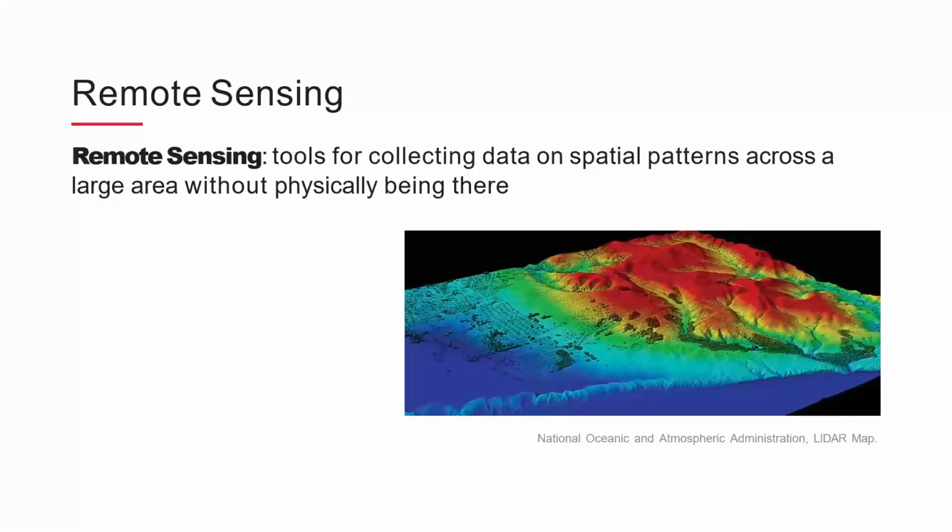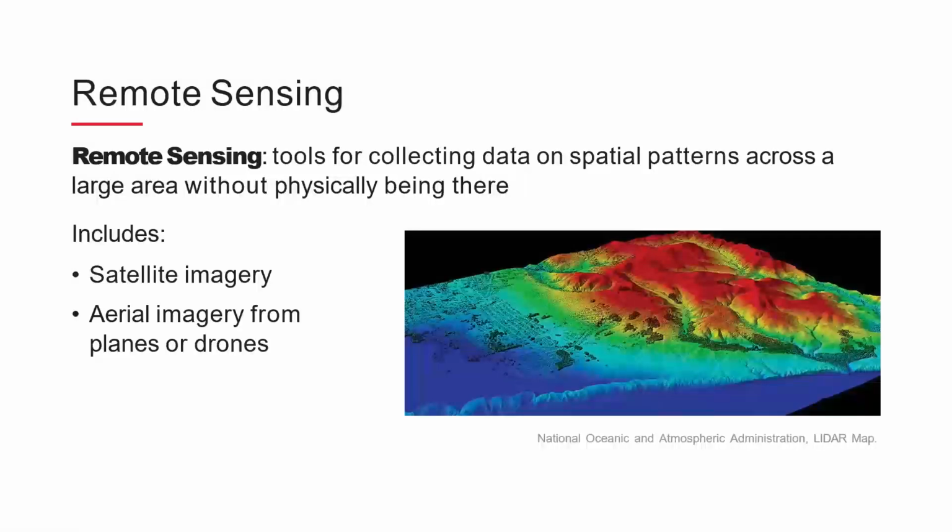Our last tool for this video is called remote sensing. This refers to any way of collecting data about a particular location, so geodata, without physically being there. So this might be satellite imagery or aerial imagery, so pictures taken from a plane or from drones. And remote sensing also includes a tool called LiDAR, which shoots lasers from a drone to measure distance.